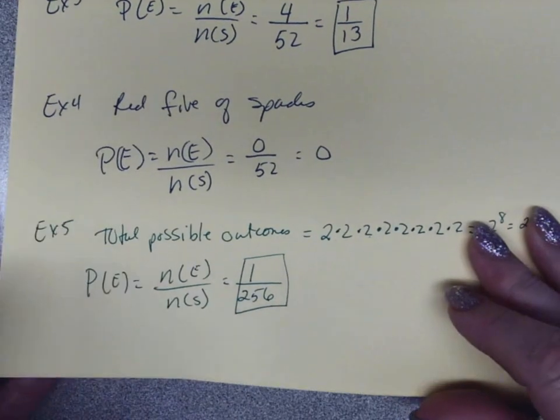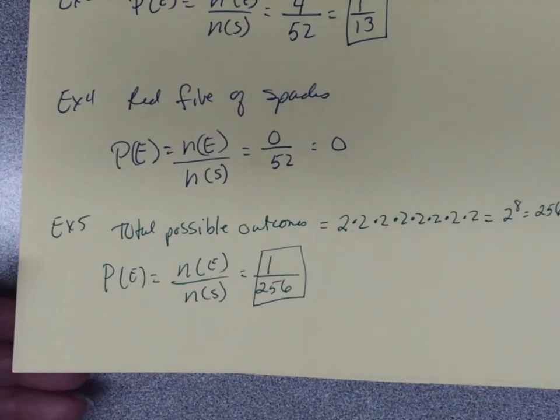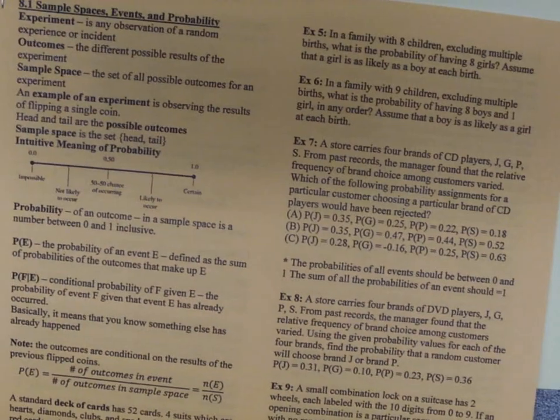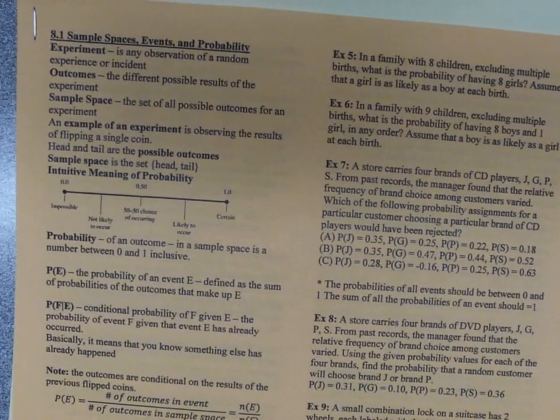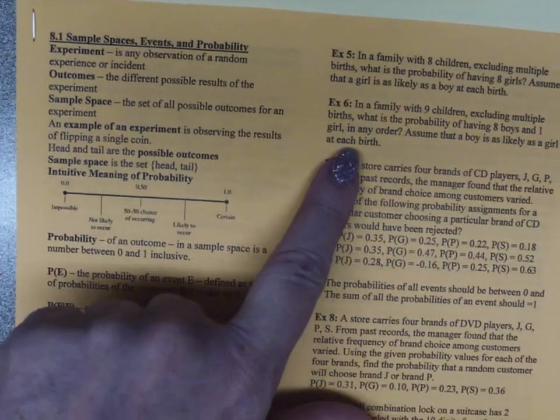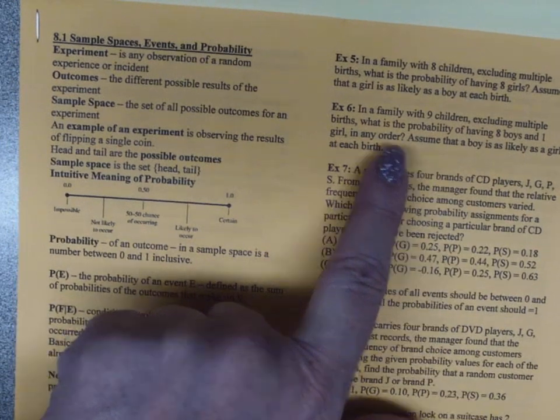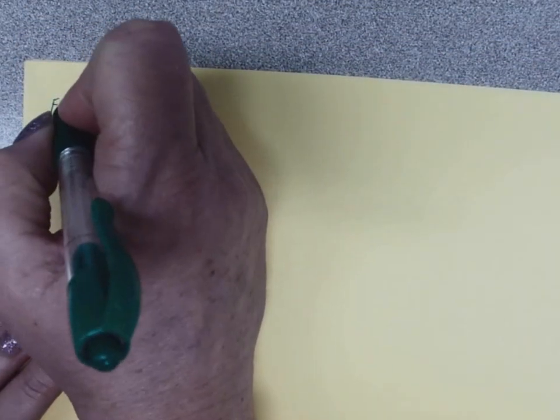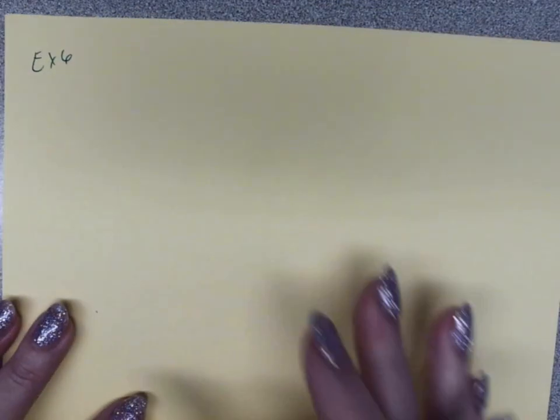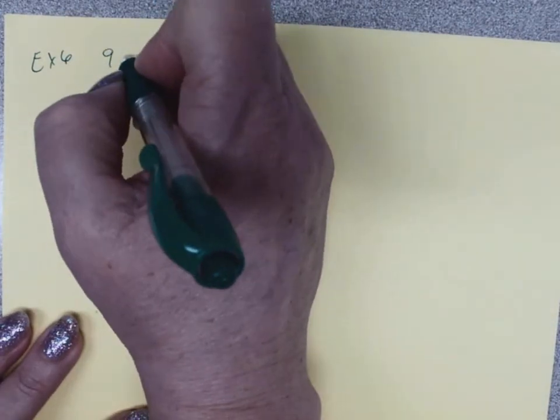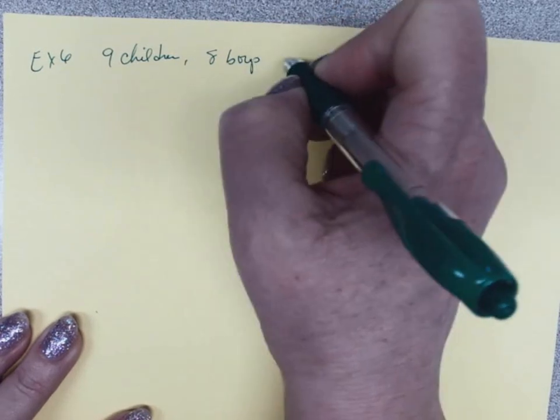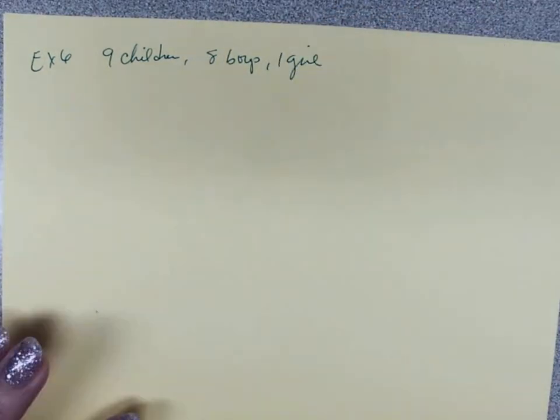All right, our next question says, in a family of 9 children, excluding multiple births, what is the probability of having 8 boys and 1 girl, in any order? Assume that a boy is as likely as a girl in each birth. All right, so this will be example 6. Now we have 9 children with 8 boys and 1 girl.